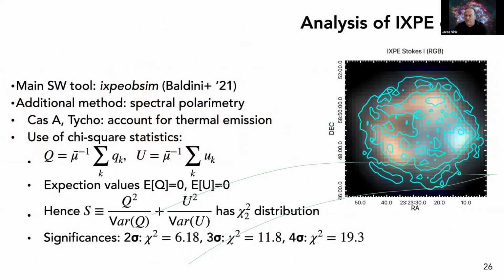So basically we use this statistic, right? If you have no polarization at all, your expectation value for Q and U is 0, but of course there will be a variance. So in practice you never measure 0, but some fluctuation. So this is just a chi-square distribution. And if the chi-square that you get out for each individual pixel or region of interest is 11.8, we have a 3 sigma detection.